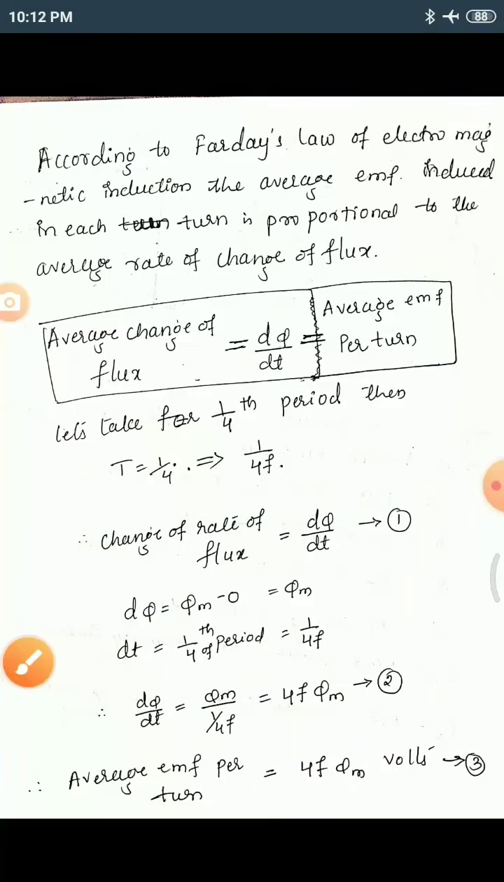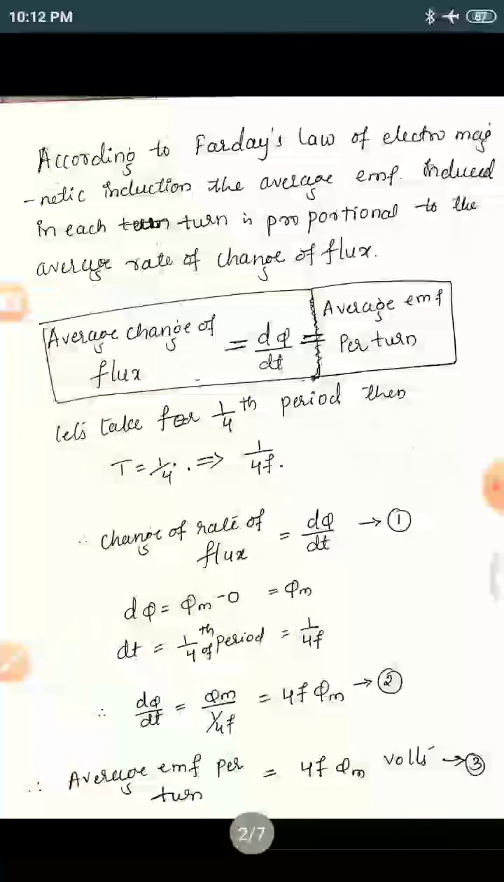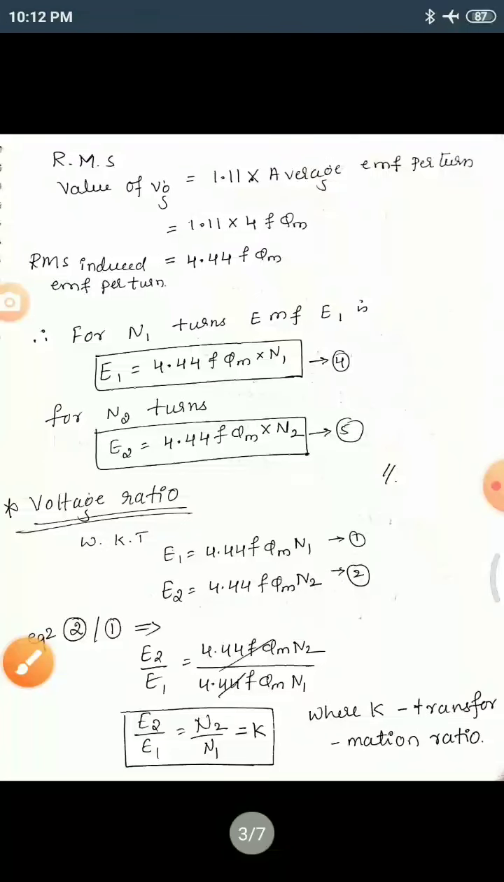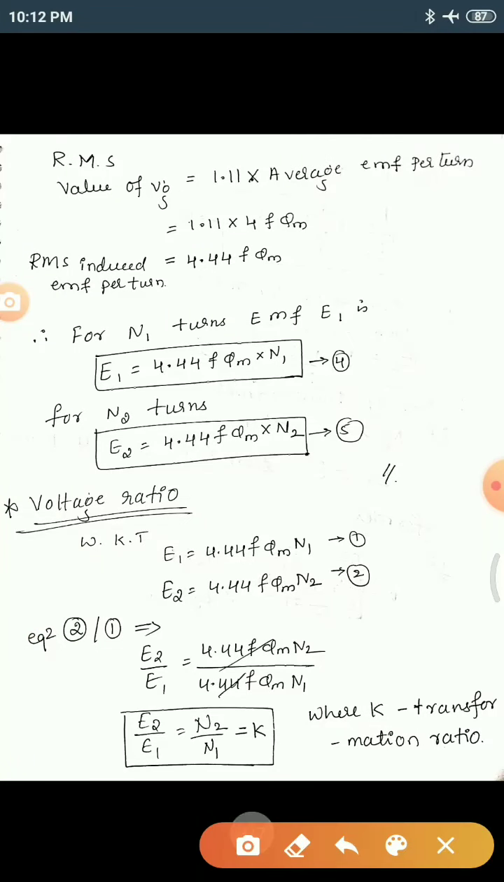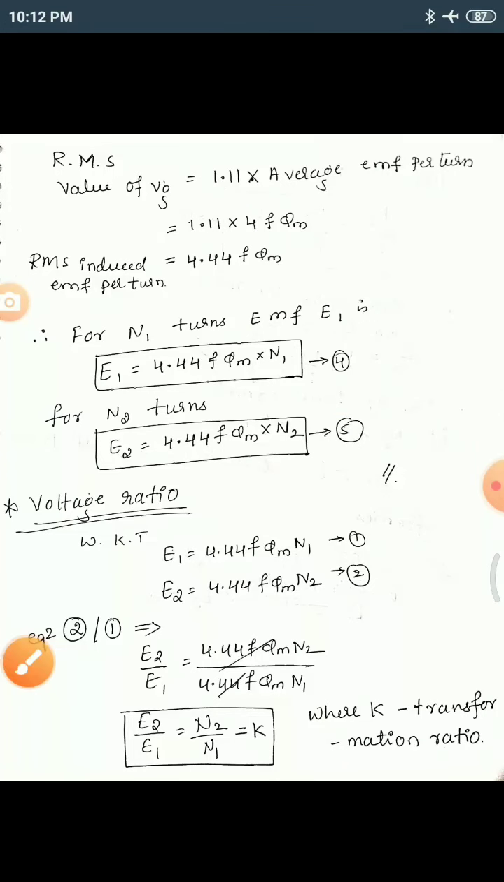Let's continue with this. As we know, this was the average EMF. We require the RMS value of that voltage. What is RMS voltage? It is nothing but 1.11 into the average EMF per turn. That is, form factor equals RMS divided by average value. Form factor was 1.11. Now we require the RMS value, so RMS is equal to form factor into average value.